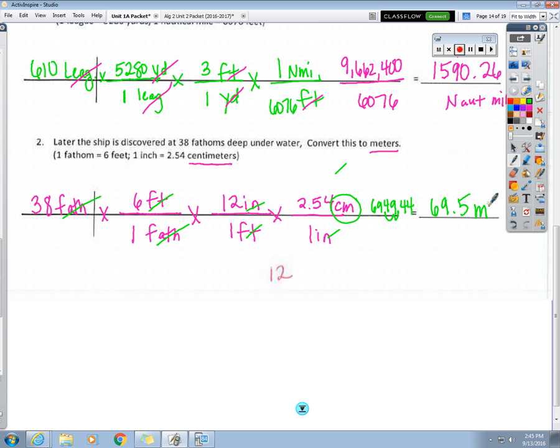Okay, turn to page 13. We're doing 2 more, and then we're done. We have 5.